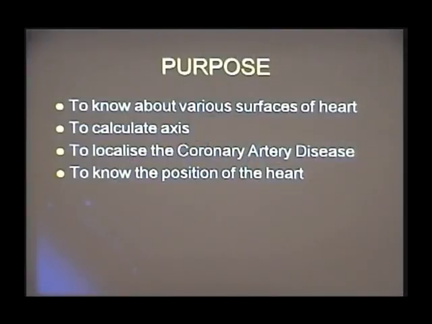Second is to calculate the axis. As I told you, the axis tells us in which direction the cardiac vector is traveling. That is the purpose of the axis. Then, localizing coronary heart disease. Although we have two major coronary arteries, it behaves as a three vessel system. So which of these coronary arteries is diseased? For this also we need lead systems.